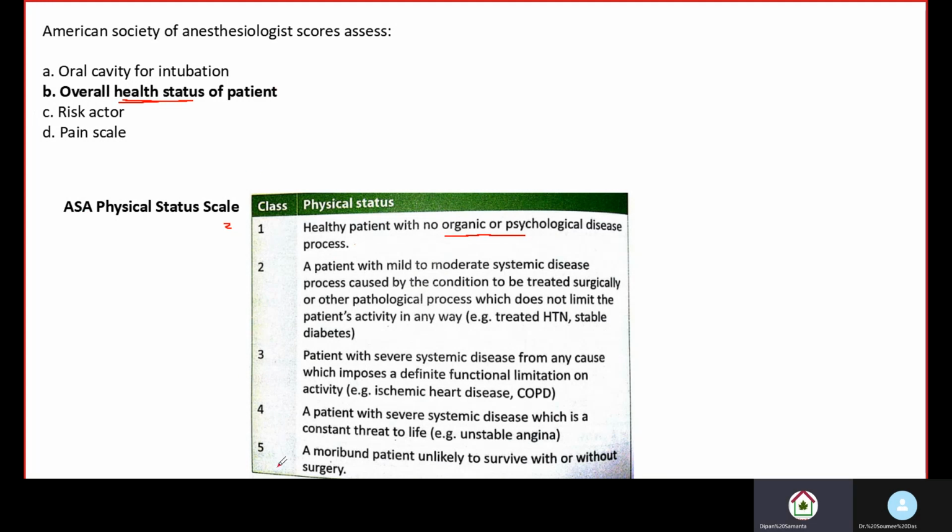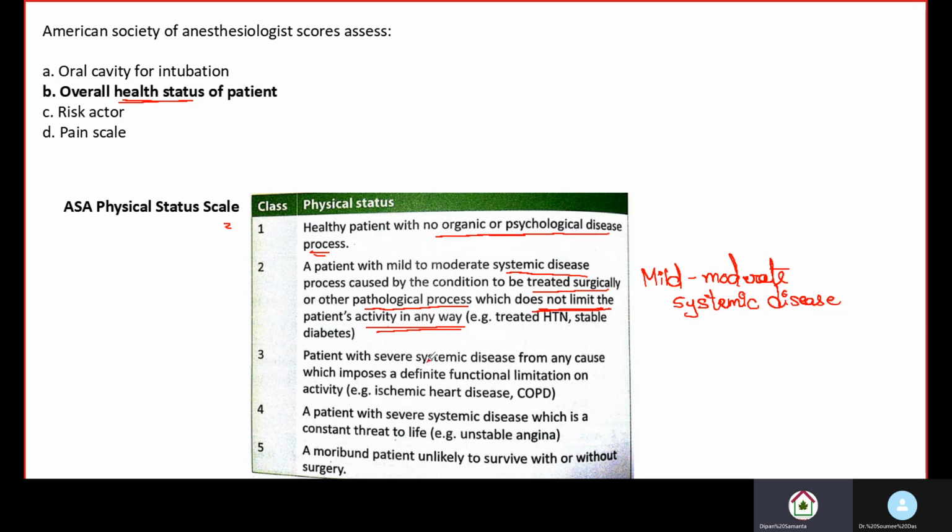So let's see the different classes. Class 1, healthy patients with no organic or psychological disease process. Class 2, a patient with mild to moderate systemic disease caused by the condition to be treated surgically or other pathological process which does not limit the patient's activity in any way.